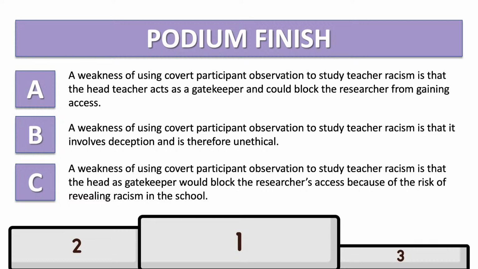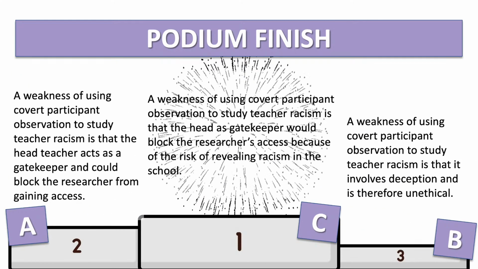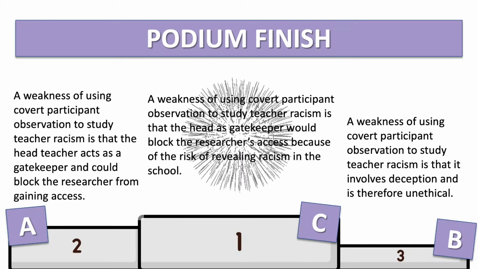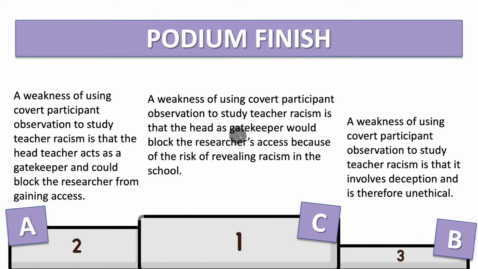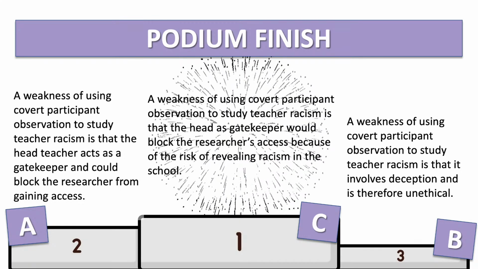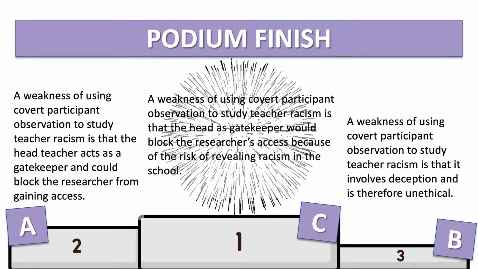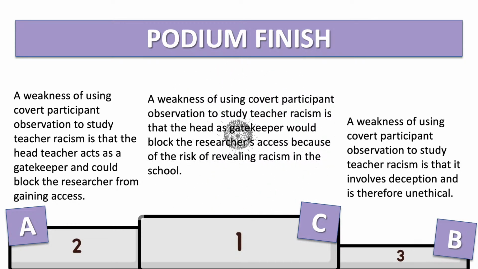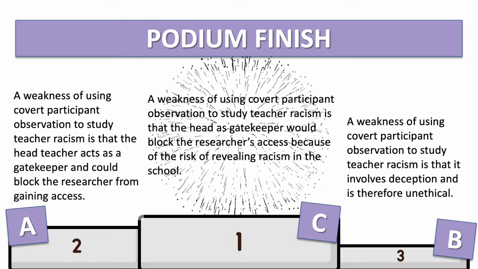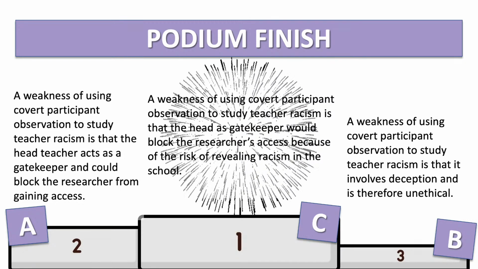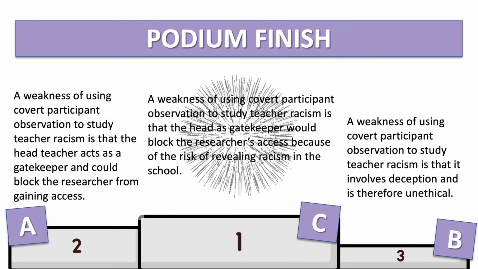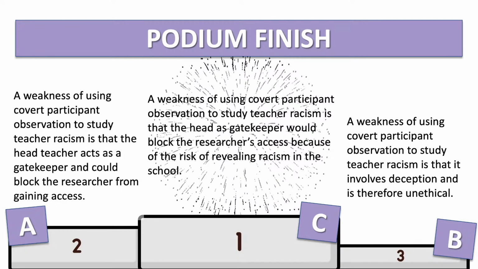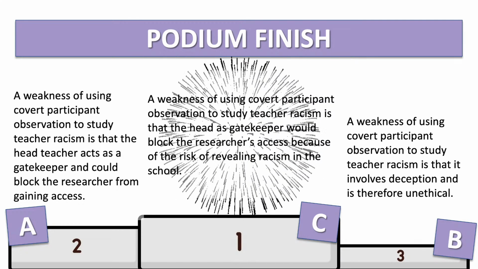Shall we have a look? Spotting the top one is the most important thing, really, and most people have done that. Yeah, so well done. The reason why C is the best one there isn't just because it's more developed, although it is, but because it puts it fully in the context. So it finds a weakness of the method specifically, not just in education, but for studying this particular topic. We can see that it actually is about teacher racism specifically, and an issue to do with accessing the research for that method.